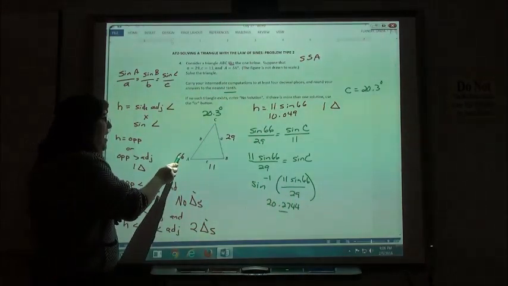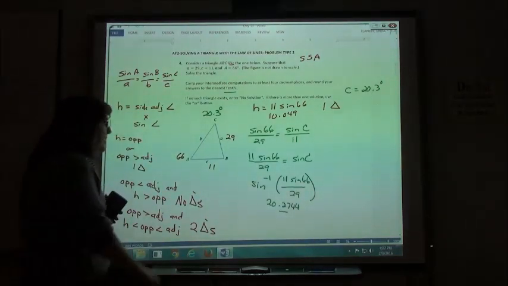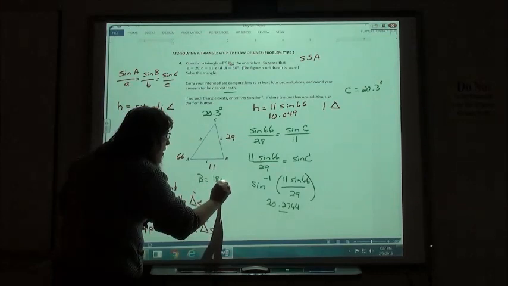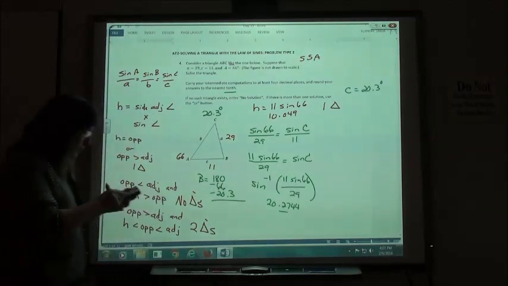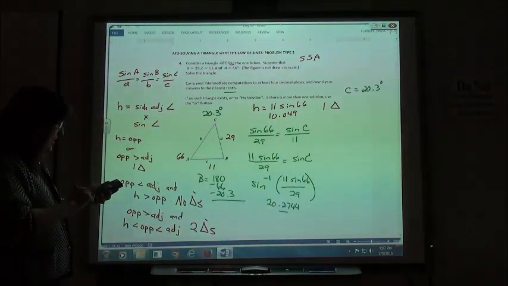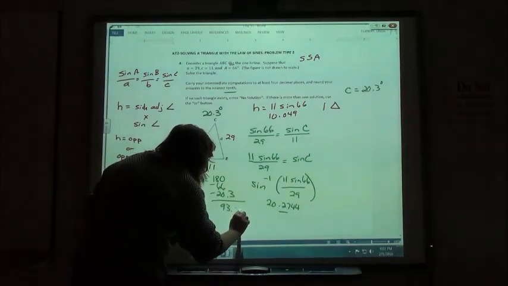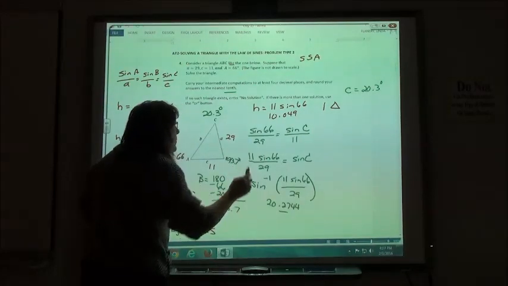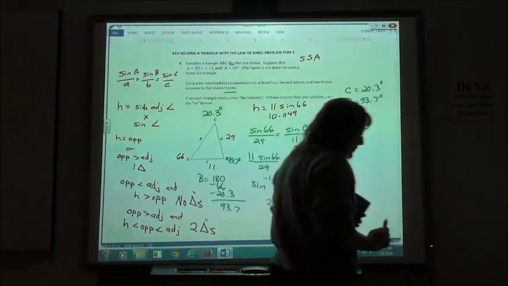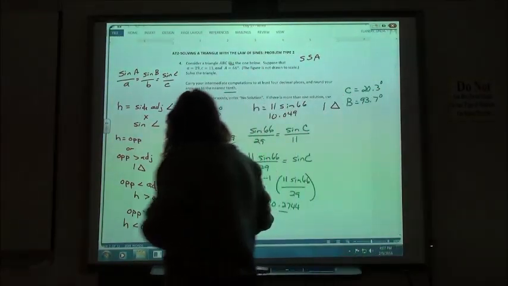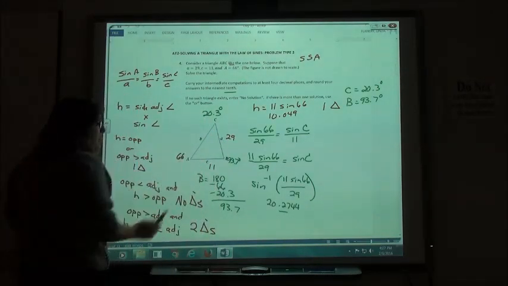Now, we have angle A, we have angle C. Easy enough to find angle B because for angle B we just have to subtract. For angle B, we're going to take 180 minus our 66 minus our 20.3. So, 180 minus 66 minus 20.3 gives me 93.7. So, B is 93.7 degrees. So, we have angles A, B, and C. We have side A and C. We still need side B.